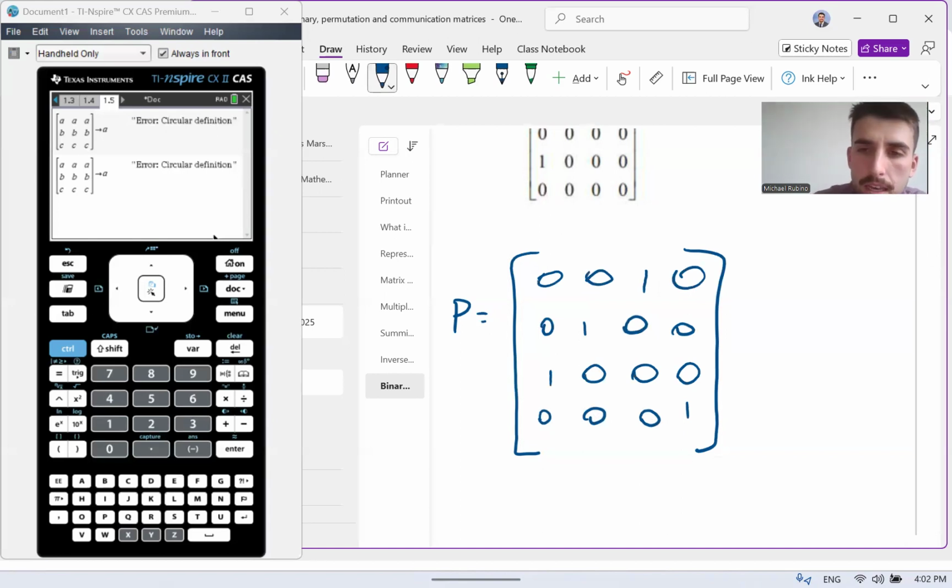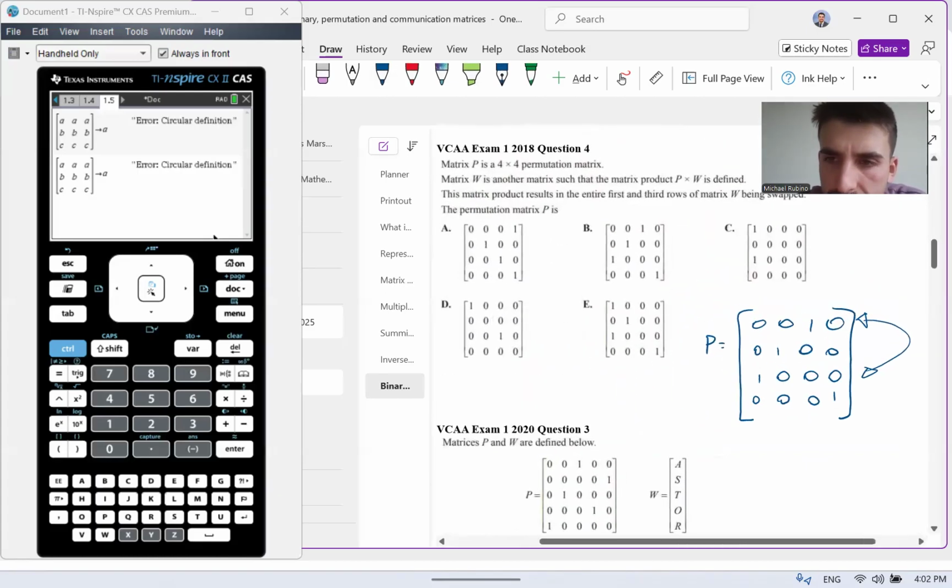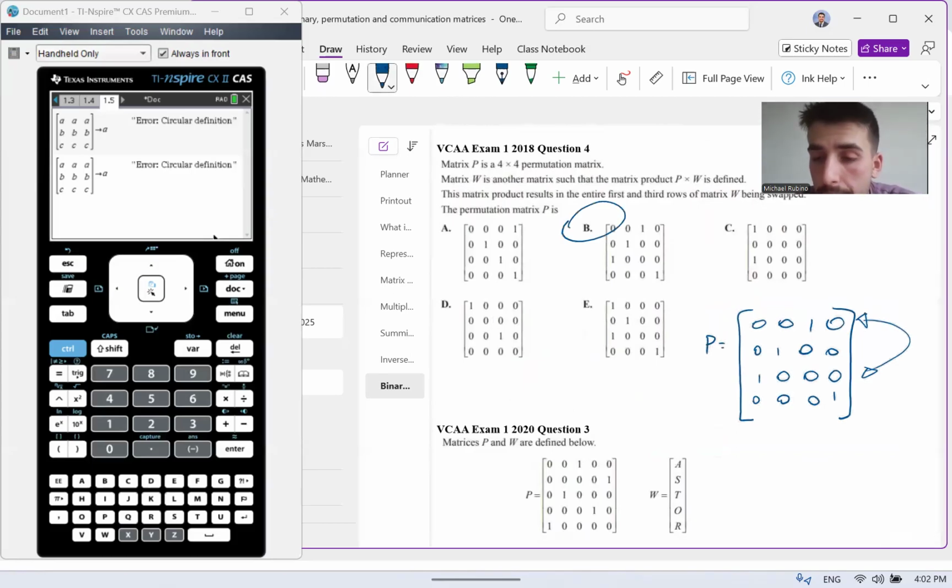Now what that's saying is the first and third have swapped, but the second and fourth will stay the same. Is there a matrix that looks something like this? I'm happy with B being our answer. A lot of the time you're going to be able to use your CAS. Sometimes you have to create a permutation matrix, which is kind of what we've done there. What I'd like you to do is start with the identity and look at which rows are changing positions and go from there.